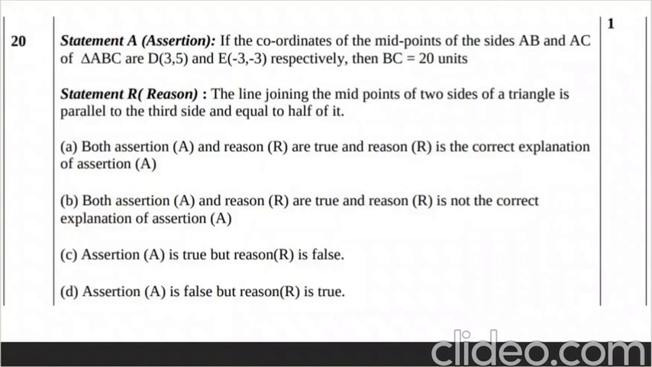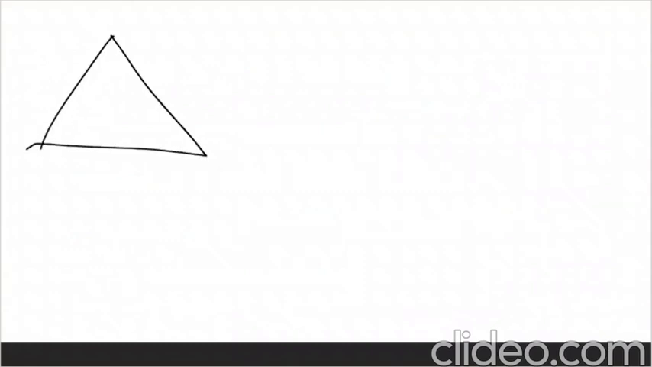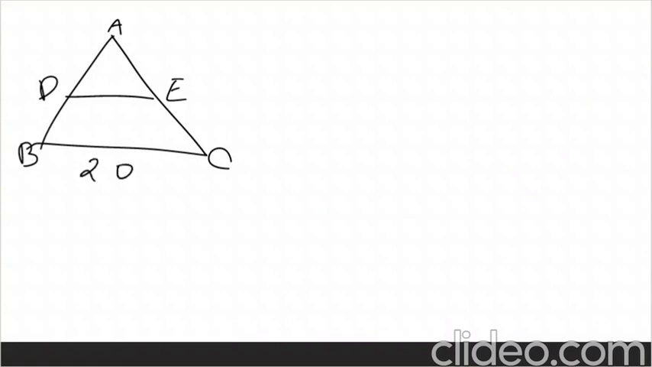Next question, if the coordinates of midpoint of sides AB, AC of triangle ABC are D (3, 5), E (minus 3, minus 3), and BC is 20 units. So let's make a figure. Given that this is a triangle ABC, let's draw one more side, that is DE, explained in the question. This is 20. What are the coordinates given? D is 3, 5. E is minus 3, minus 3.